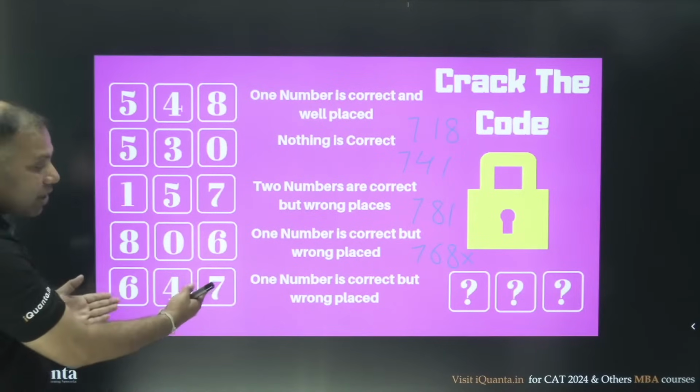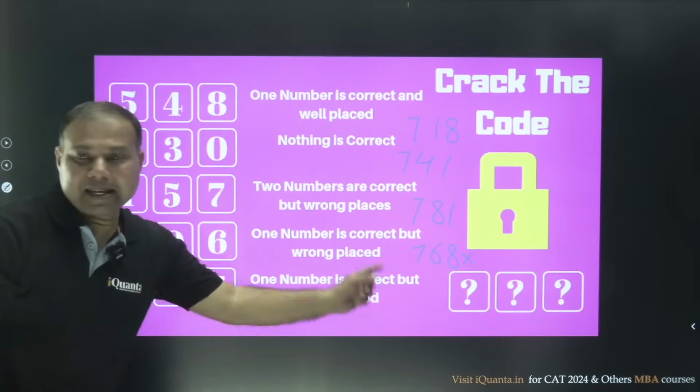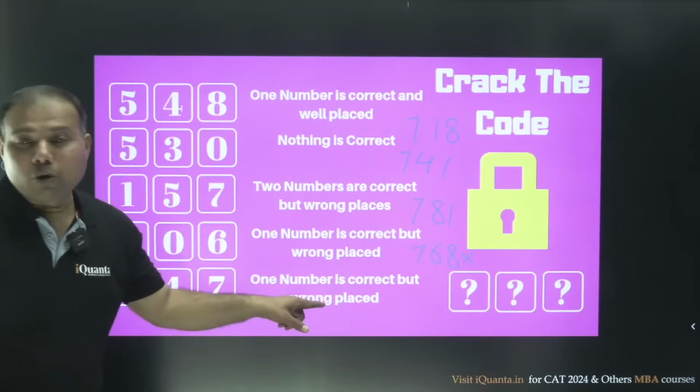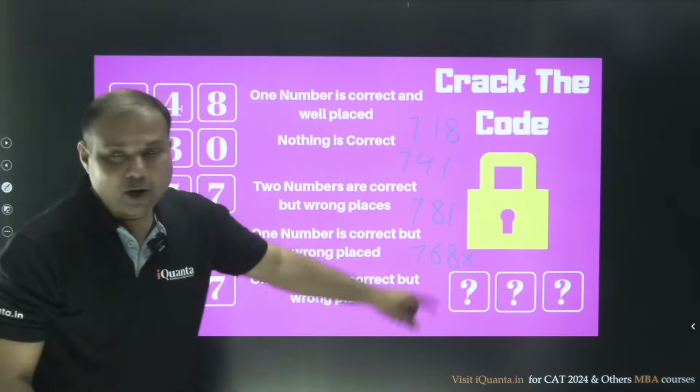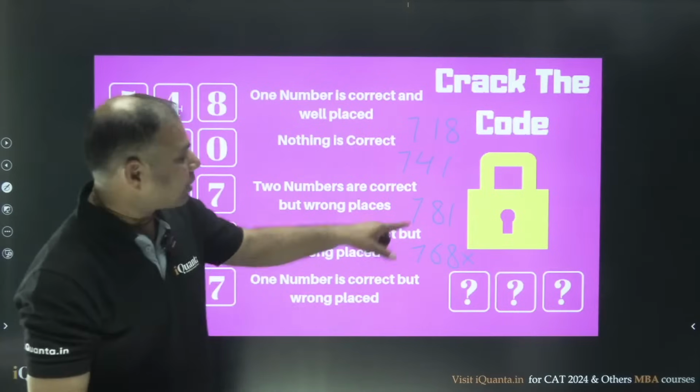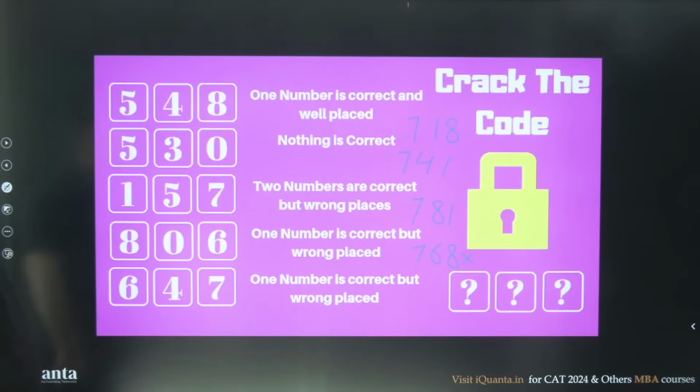तो 2 W होने चाहिए थे. But इसके remark में क्या लिखा है? 1 number is correct and wrong place, not 2. So 768 cannot be the answer. Right? Let's move to next one. 781. Can this be the correct answer?